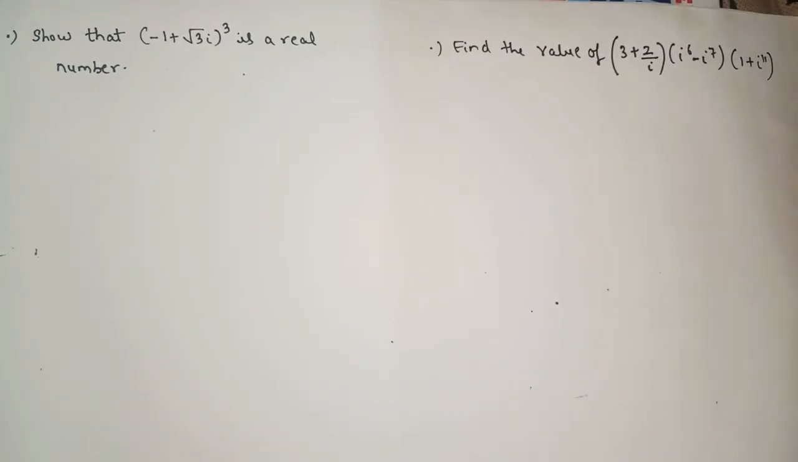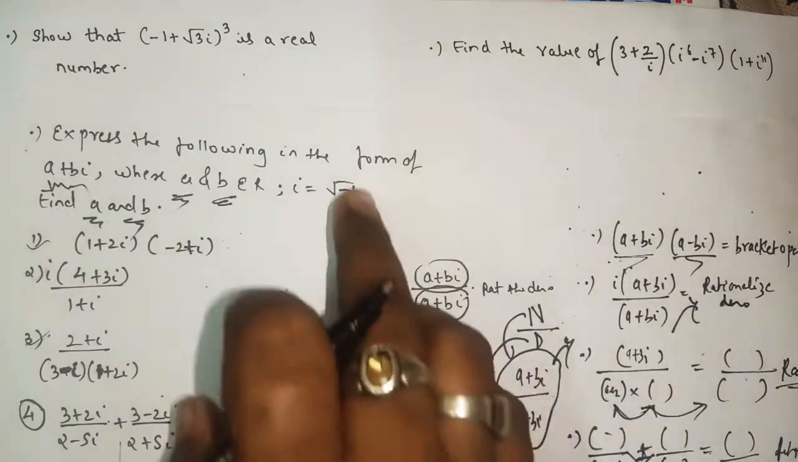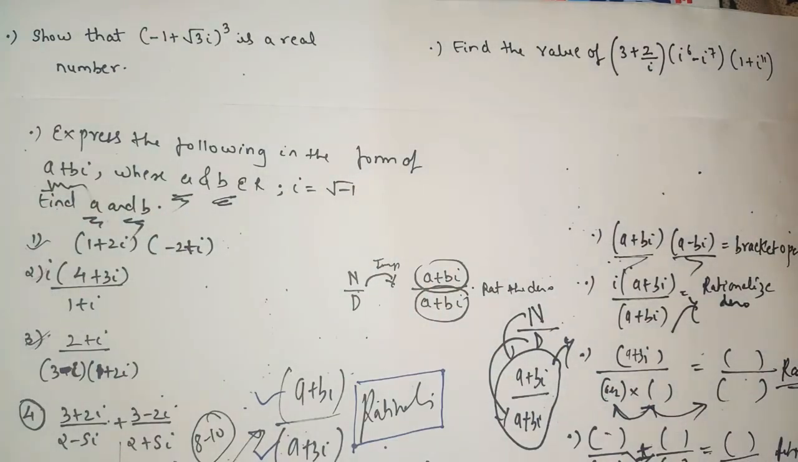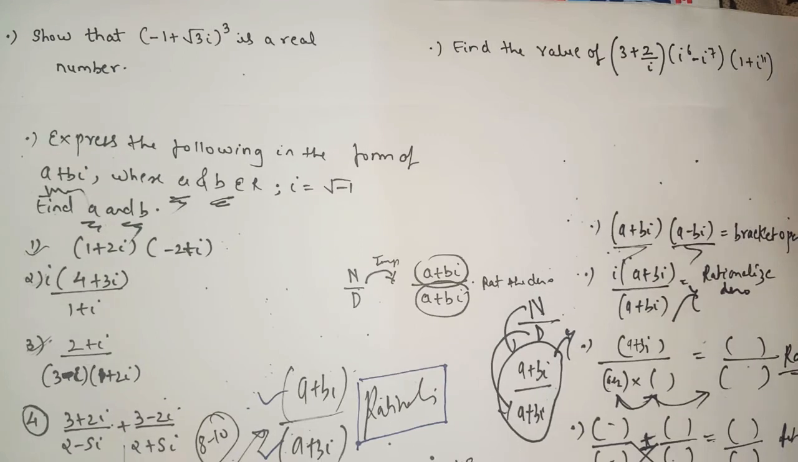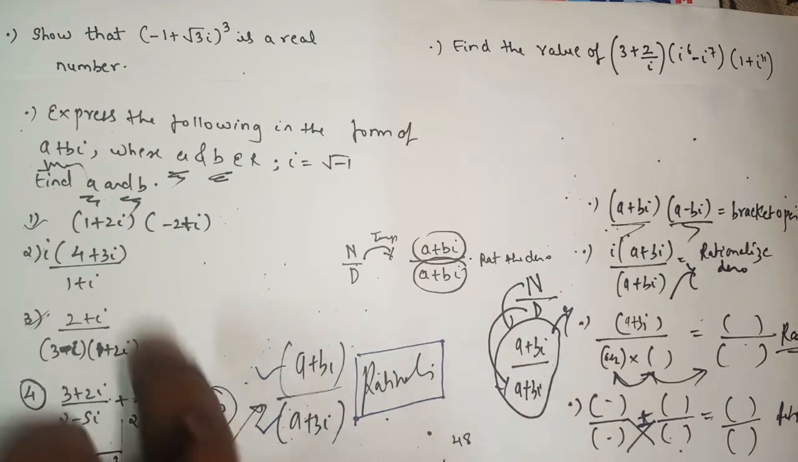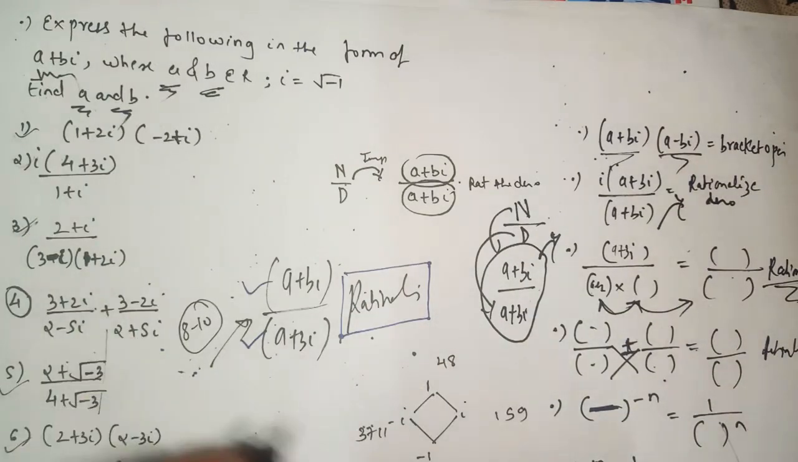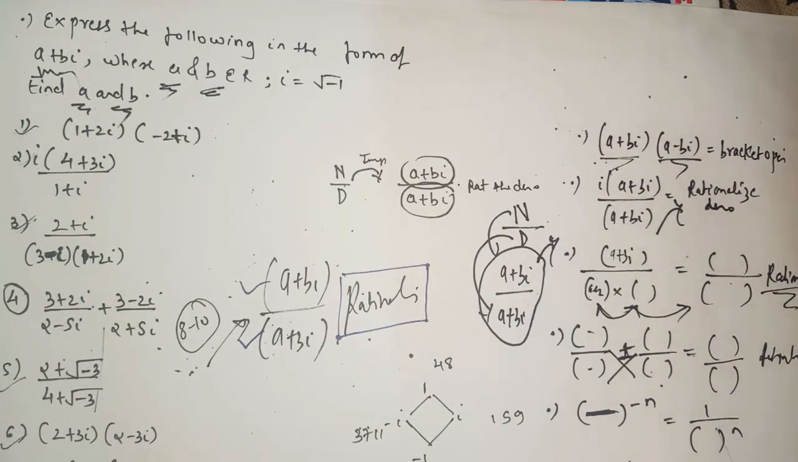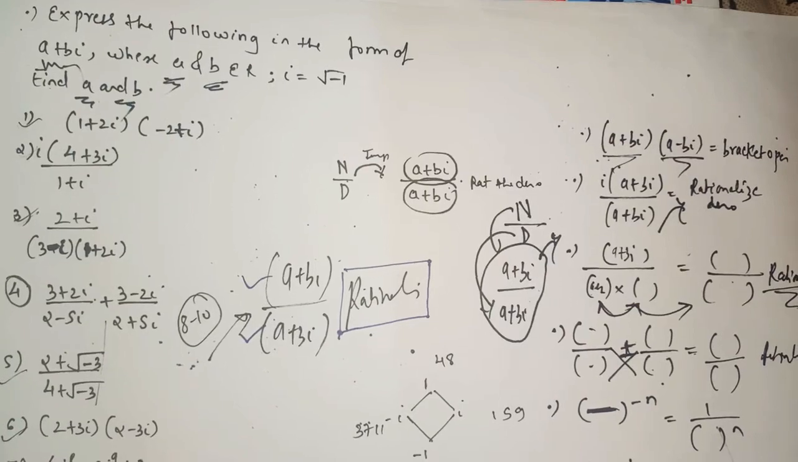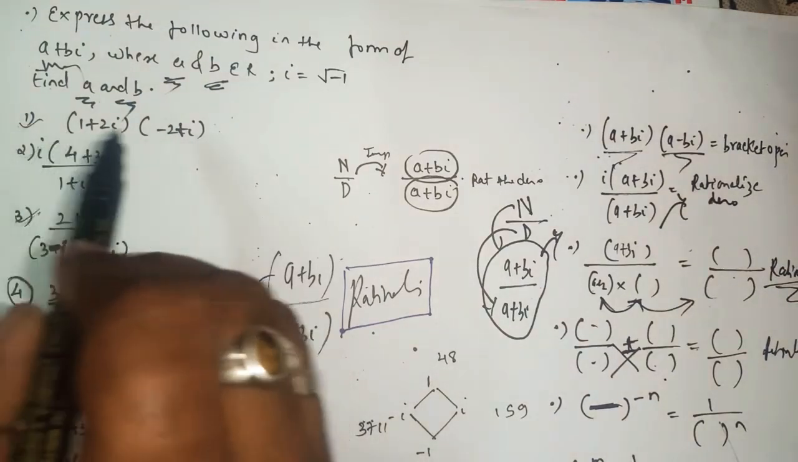Hello students, as in the last lecture we saw how to express the following in the form of a plus bi, where a and b belong to R. I hope you all understood how to find the answer by using rationalize, whenever the sum is based on numerator upon denominator, and whenever you have two brackets.